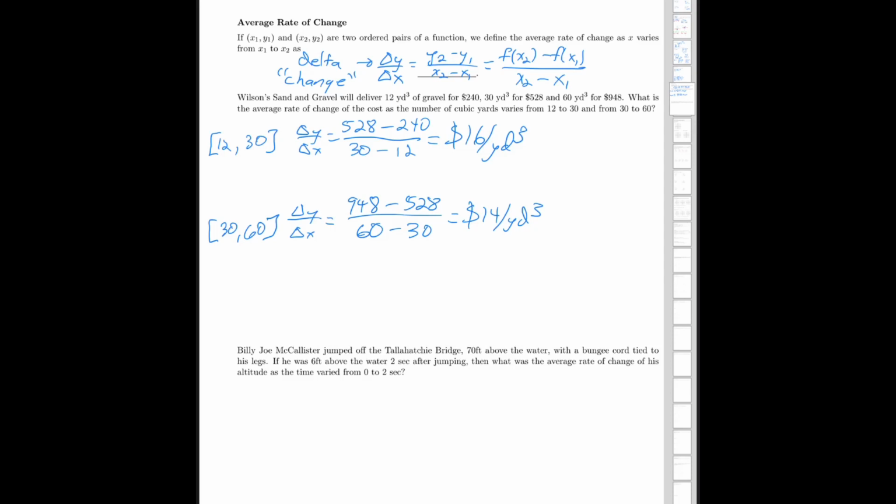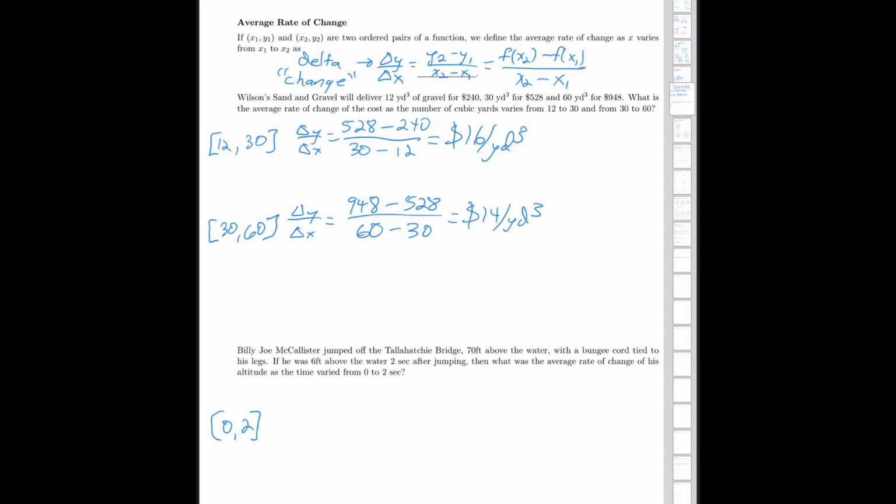Another example where we could use this has to do with changing speed. So in this case, it says Billy Joe McAllister jumped off the Tallahatchie Bridge, 70 feet above the water with a bungee cord tied to his legs. If he was 6 feet above the water 2 seconds after jumping, then what was his average rate of change of altitude as the time varied from 0 to 2 seconds? So here we're going from 0 to 2.